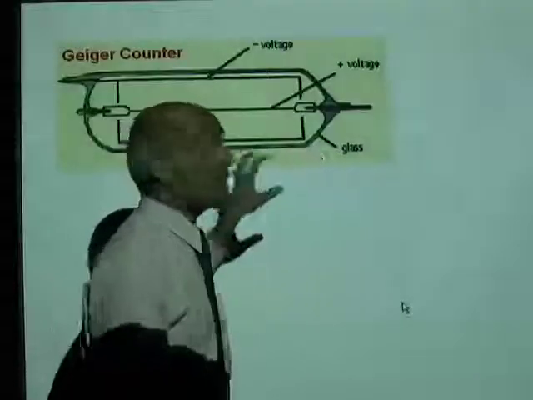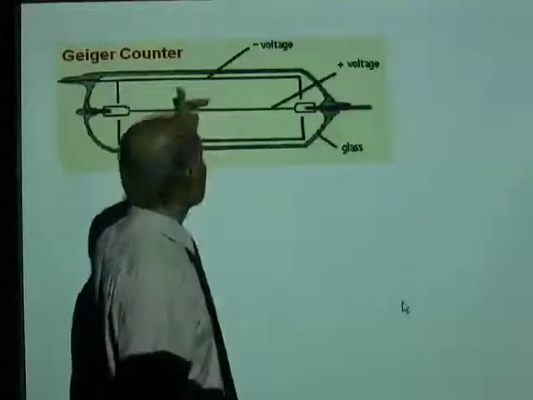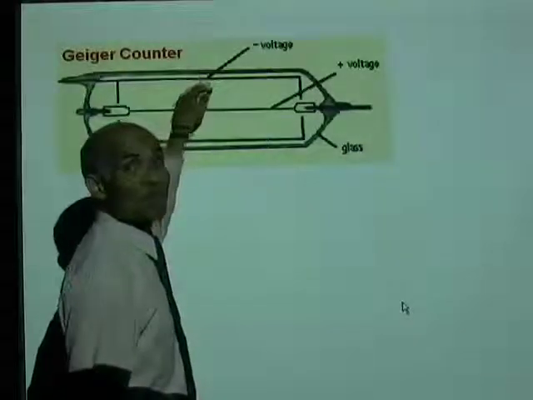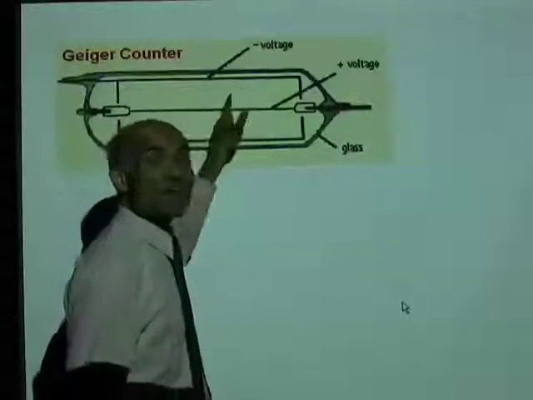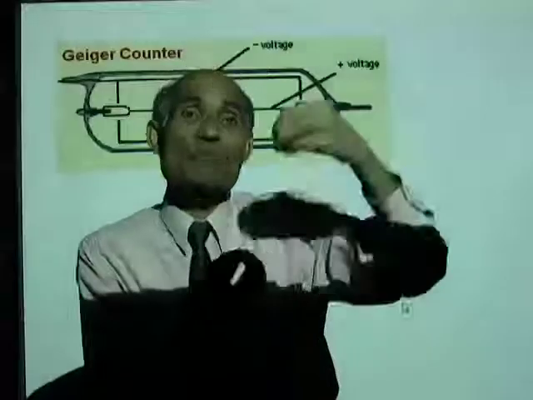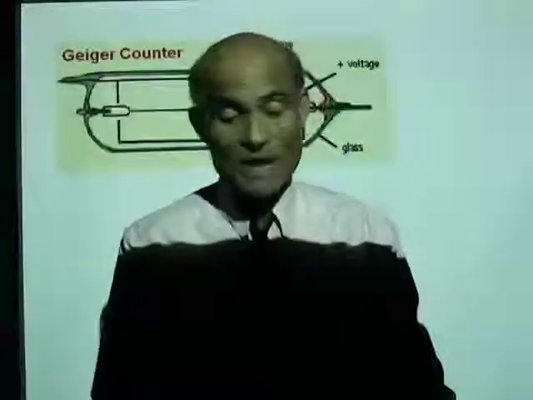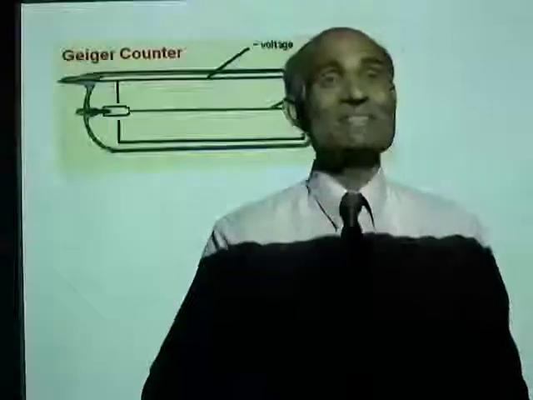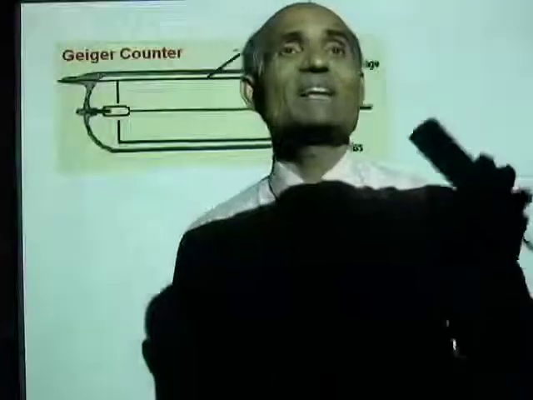But when you allow radiations to pass through here, those radiations will generate ions, and when these ions are generated, this space will become electrically conducting and a current will flow quickly from that wire to the outer electrode, and that current or that pulse can be detected. And that is the principle of the Geiger counter.